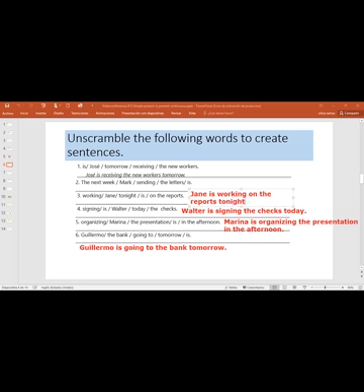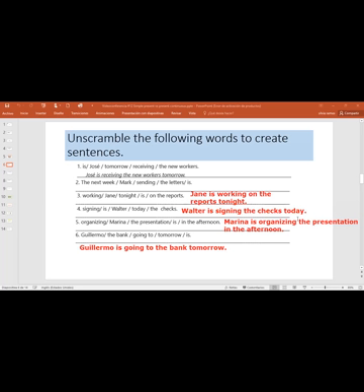Tonight. Repeat. Jane is working on the reports tonight. Jane is working on the reports tonight. Tonight. Tonight. Very good. Tonight. Excellent. Very good. We have this.